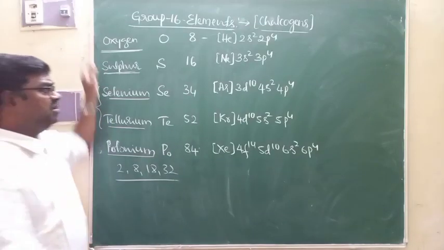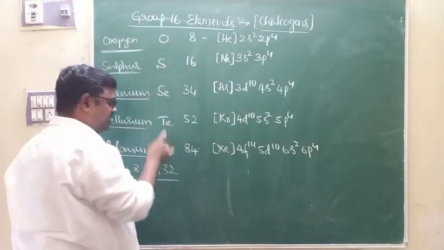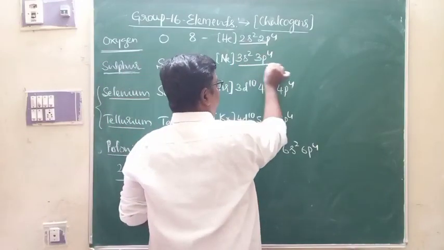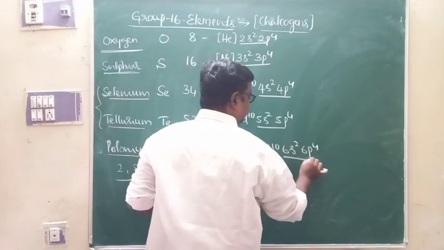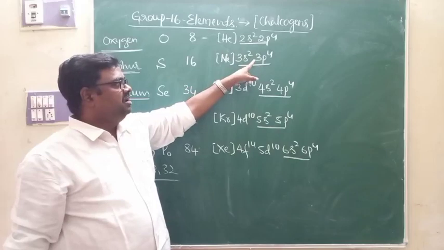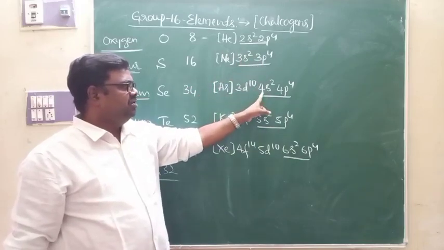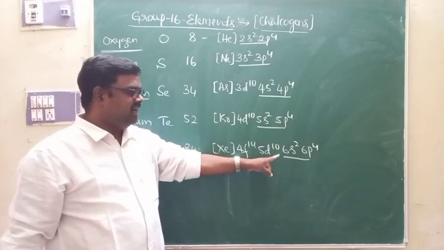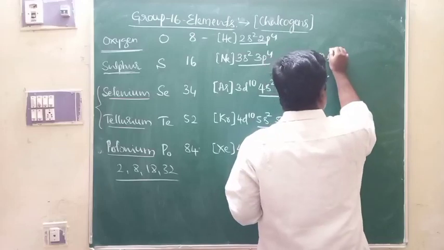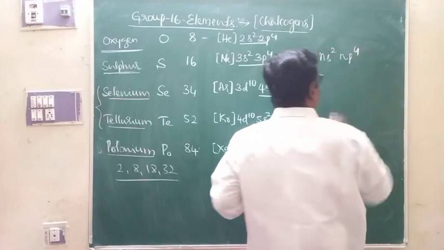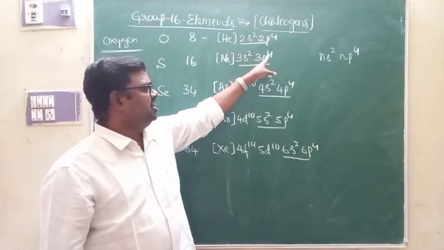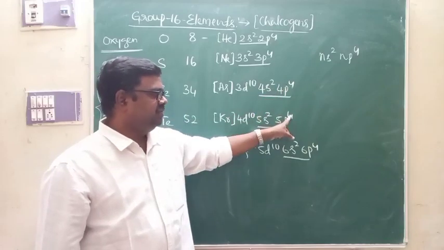And just observe in the electronic configuration: if I move from oxygen to polonium, look at this, electron enters the new main shell. In the case of oxygen, electron enters the second main shell, then the third main shell, 3s2, 3p4, 4s2, fourth main shell, fifth main shell and sixth main shell. Electron enters a new main shell, and the general electronic configuration of the outermost shell will be ns2, np4: 2s2, 2p4, 3s2, 3p4, 4s2, 4p4, 5s2, 5p4, 6s2, 6p4.